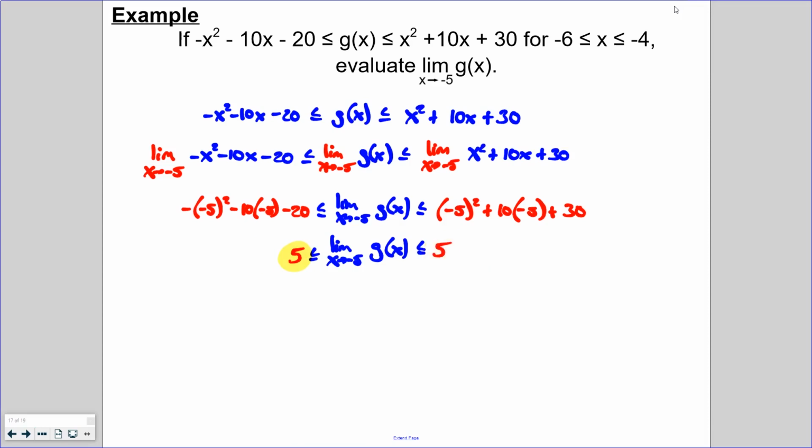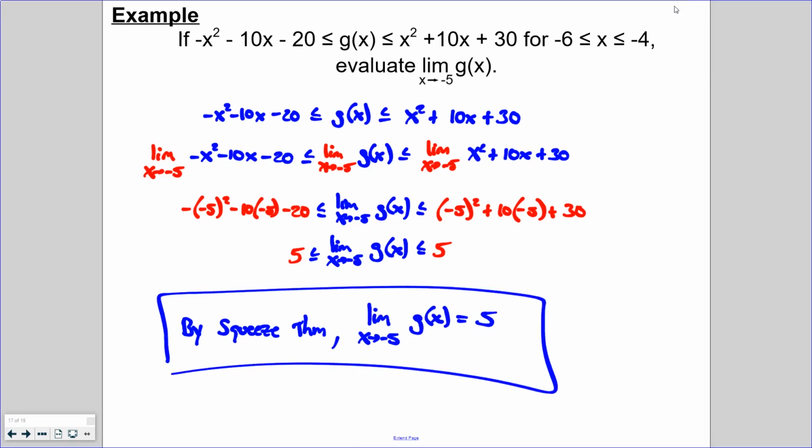So therefore, we have successfully squeezed the limit of g of x. So therefore, by the squeeze theorem, we know that the limit as x approaches negative 5 of g of x has to be 5 as well. And there you have it, our first example using the squeeze theorem.